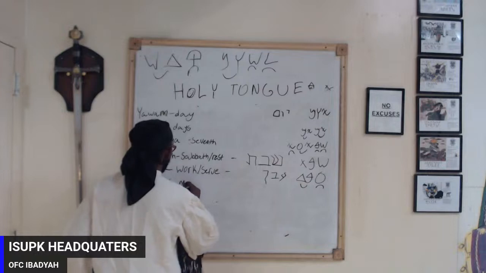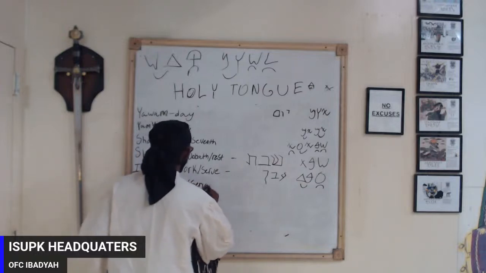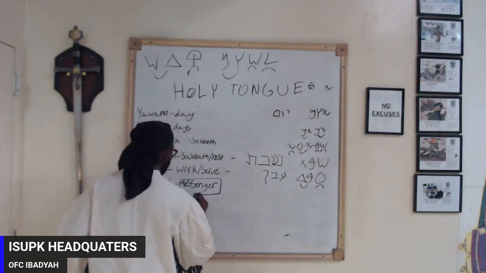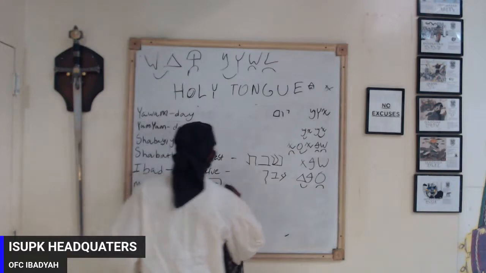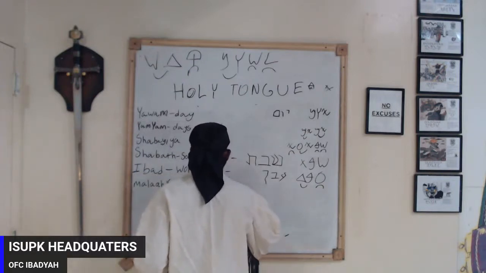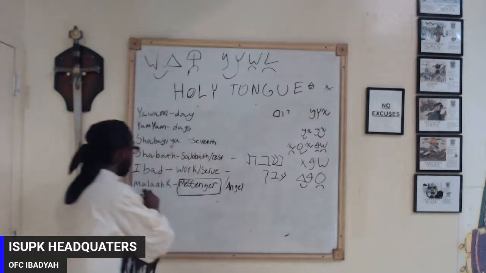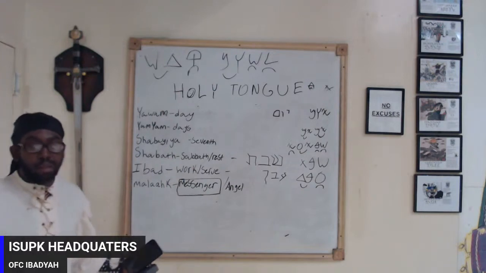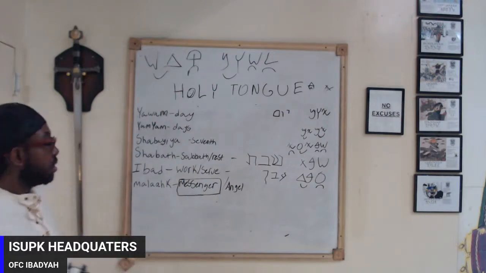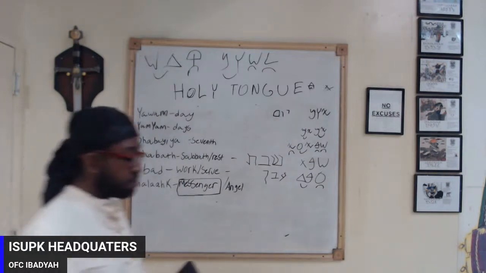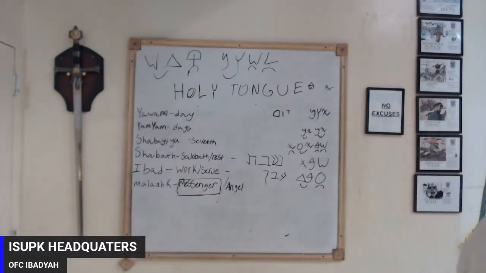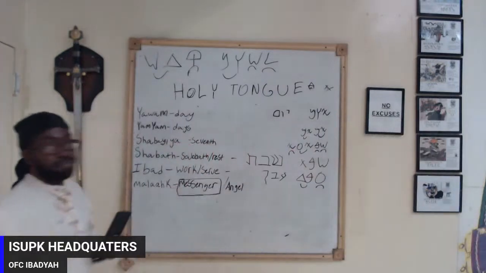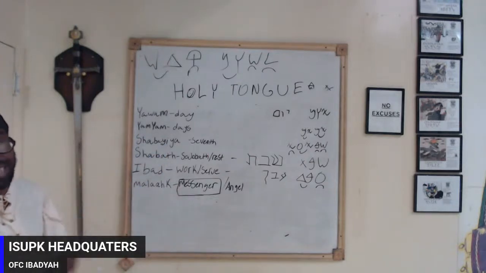This is a messenger or angel. You can find mala'ak used for an angel. An angel is a messenger of the Most High. Now, why am I bringing that up? Why am I bringing these two words up right after Sabbath?